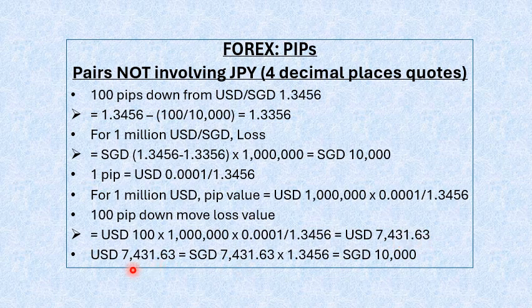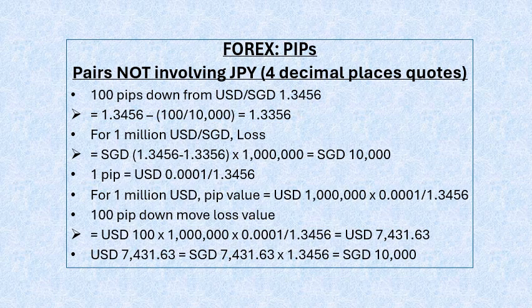Now at the exchange rate of 1.3456, this USD amount is equal to Singapore dollars 7431.63 into 1.3456, which is Singapore dollar 10,000, which is the loss which we had calculated earlier. Note that we are dividing with 1.3456, which is the original exchange rate.